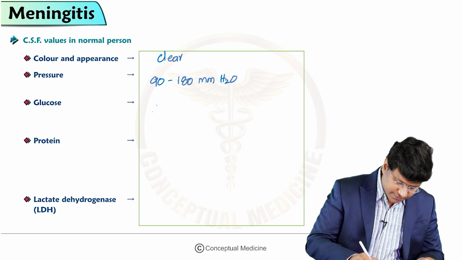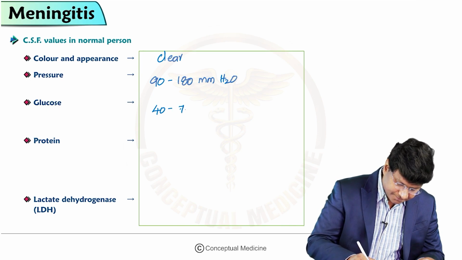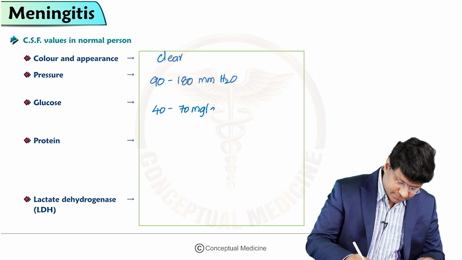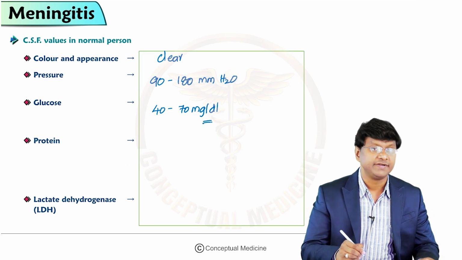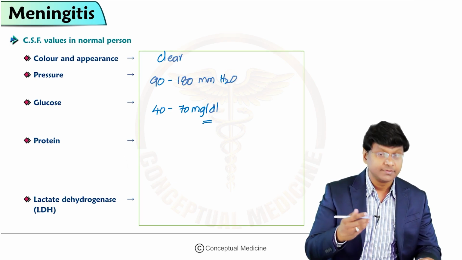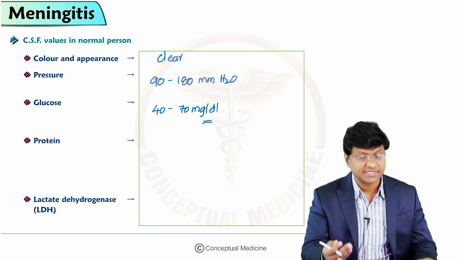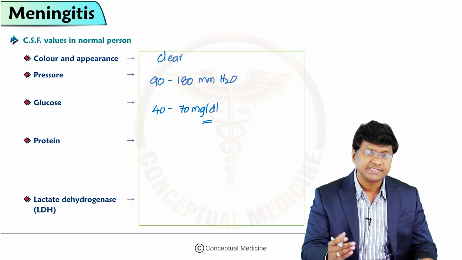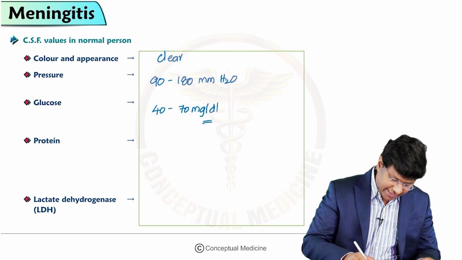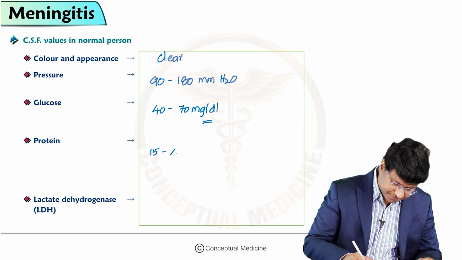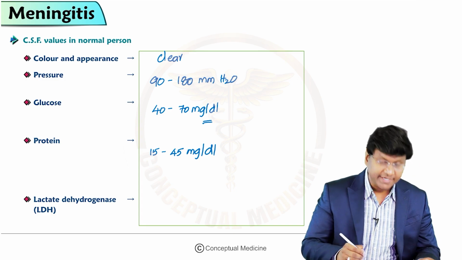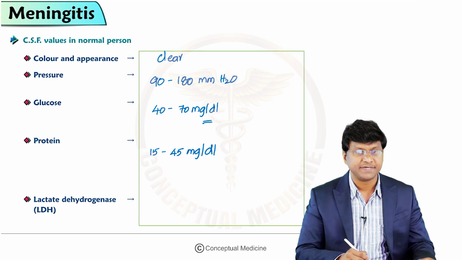And the glucose will be around 40 to 70 milligrams per deciliter. The fasting blood glucose in the serum is less than 100, and the CSF value is exactly 2/3 of it, around 40 to 70. And the protein value will be around 15 to 45 milligrams per deciliter.